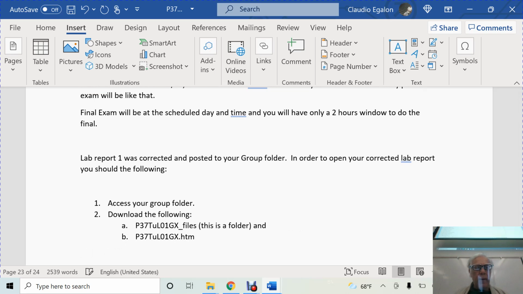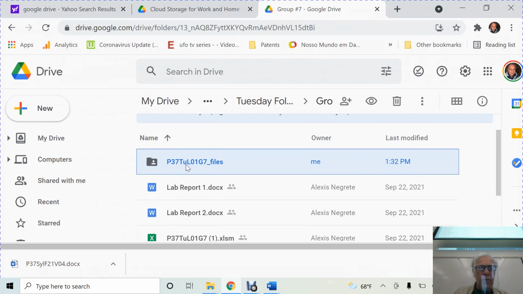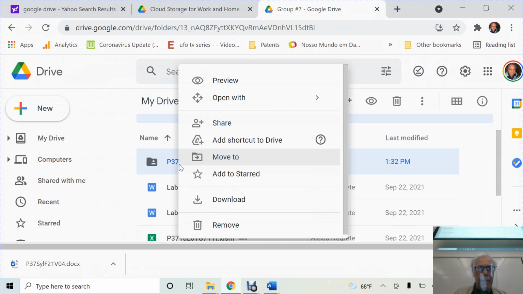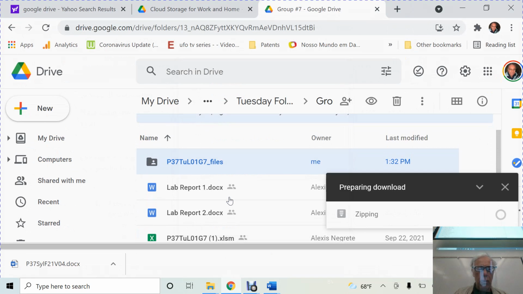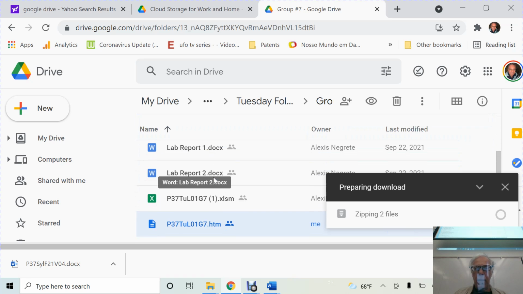It's actually an HTML document. One is a folder, the other is an HTML document. Download that. Okay, so let's go. Here we go. Do I have it highlighted? Yes. I'm gonna right click, download, and it should end up in my download folder.